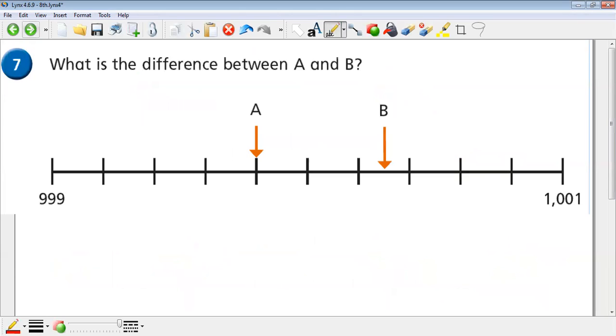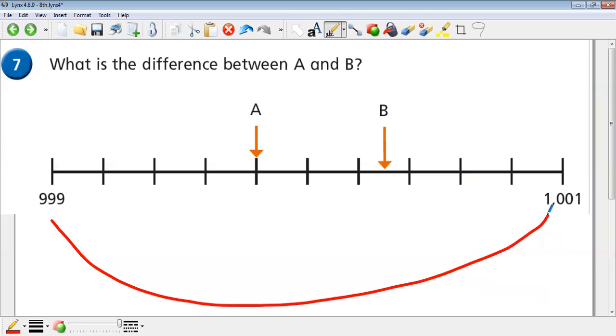Number 7, what is the difference between A and B? Right, so they've given us two numbers quite high up the number system. Now we know that the difference between 99 and 1,001 is 2. Then if we find the midpoint, so let's go 1, 2, 3, 4, 5, 6, 7, 8, 9, 10. So I'm going to have to go 5 along. 1, 2, 3, 4, 5 is here. So this number is 1,000 because I've halved my 2 here to know where the middle is.